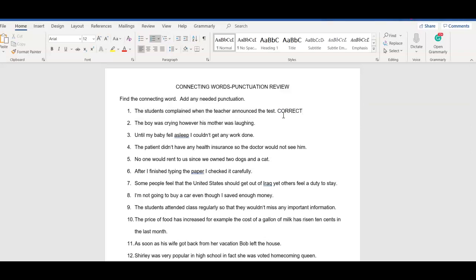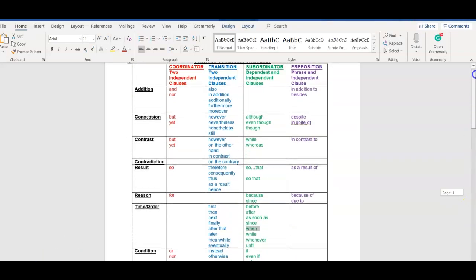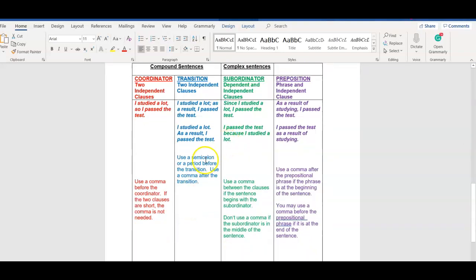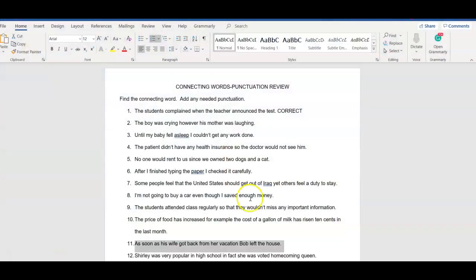Number 2, the boy was crying, however, his mother was laughing. So here I'm going to look for the connecting word however. Back over to my connecting words chart. Okay, and I find however, it is in blue, meaning a contrast. So for blue, I see that my options are either to put a semicolon before and a comma after, or a period before and a comma after. So I'll go back over to that practice activity, and I will say period, capital H, however, and then a comma after.